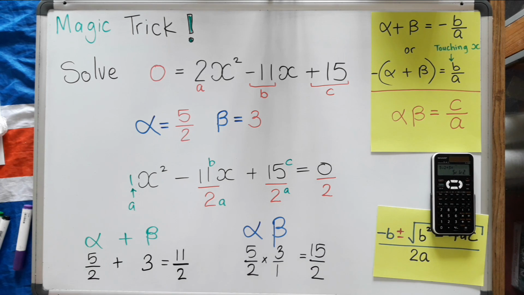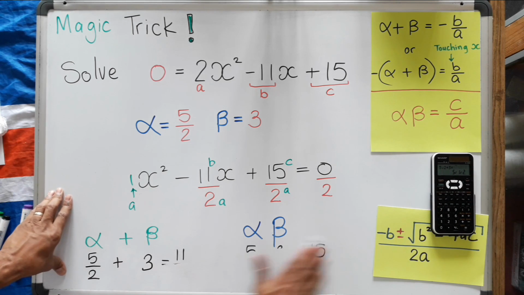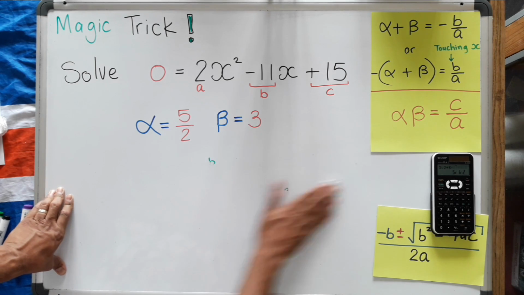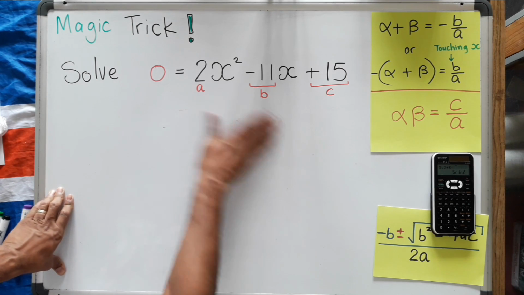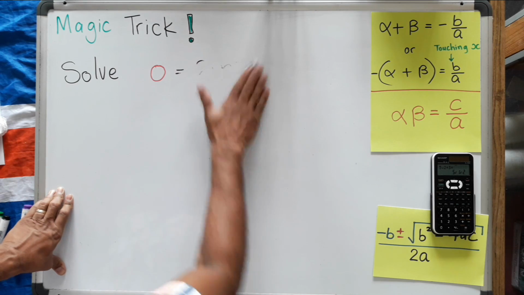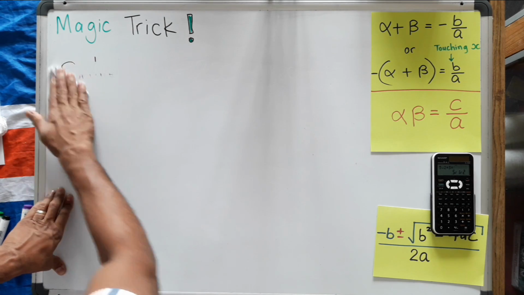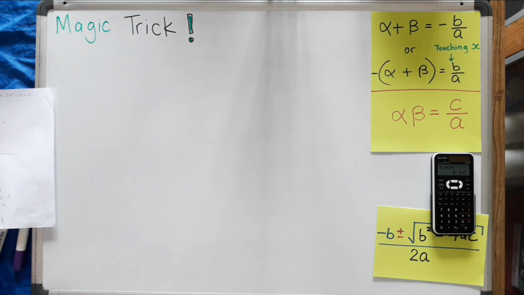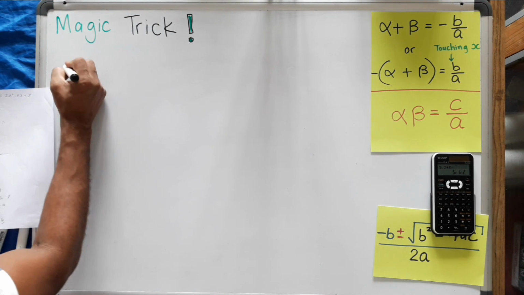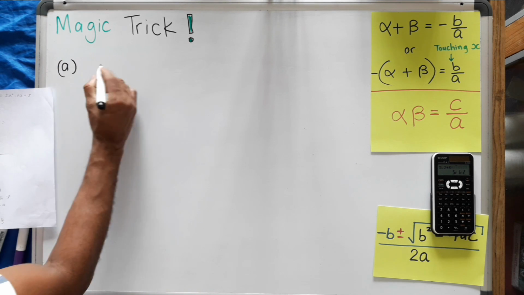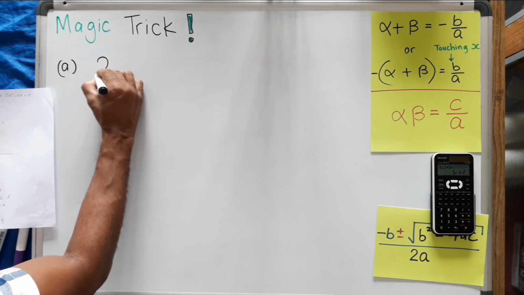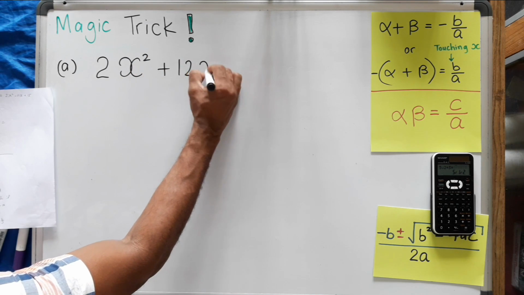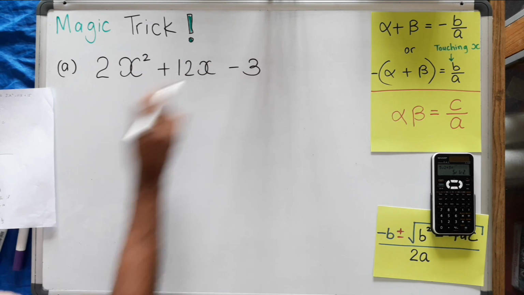I'm going to show you how you could use this in a real past paper question. Well, this is not a past paper question, but something that resembles a past paper question. All right. So let me see. Let's say I have, this will be E, let's say I have a quadratic. I tell you the quadratic is 2x squared plus 12x minus 3.